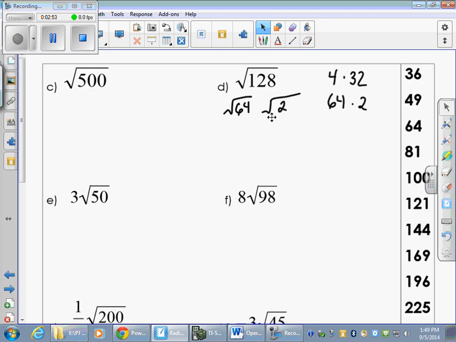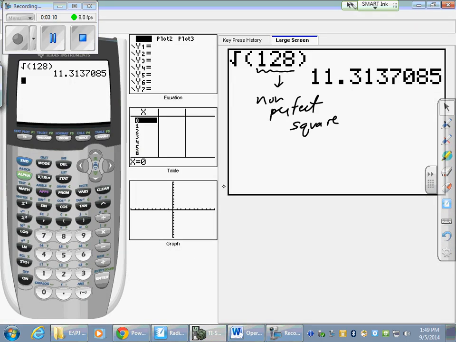Once we have used our multiplication property in this fashion, then we can extract the square root of 64, which is 8, and bring down the non-perfect square, 2. So we have 8 times the square root of 2 as what we think is equivalent to the square root of 128. Now we can go back to our calculator and we can verify the values.